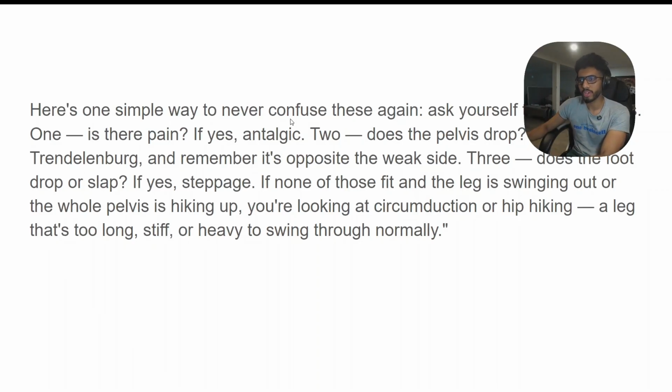So here is one simple way to never confuse these again. Ask yourself three questions. 1. Is there any pain? If pain, it's antalgic gait. 2. Does the pelvis drop? If so, it's Trendelenburg, and remember, the opposite side is the weak one; the stance side will be the weak side. 3. Does the foot drop or slap? If yes, steppage. Is there a peroneal nerve injury, or L4, L5 dermatome? If none of those fit, and the leg is swinging out or the whole pelvis is hiking up, you're looking at circumduction or hip hiking: a leg that is too long, stiff, or heavy to swing through normally.